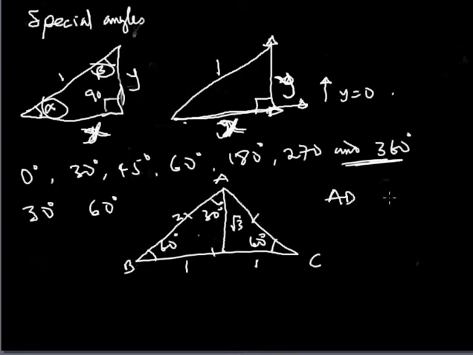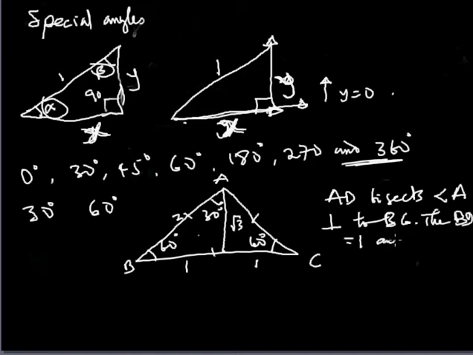So in this kind of angle, we have AD bisects angle A, and is perpendicular to BC. Then BD is equal to 1 and AC is equal to root 3 units.